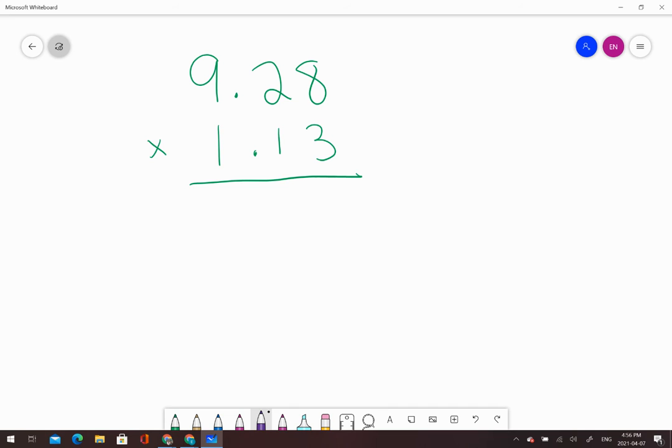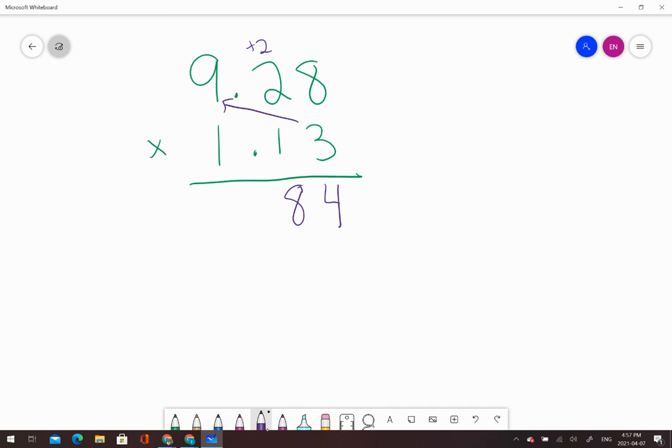So I'm going to start here with my cross multiplication. Remember, I'm always going to start right here in my far right column. And for now, I'm going to ignore the decimals. I'm going to add those in at the end. So 3 times 8 gives me 24. Put down my 4. I'm going to add that 2 on later. 3 times 2, that's going to be 6. Then I'm going to add those two. It's going to give me 8.